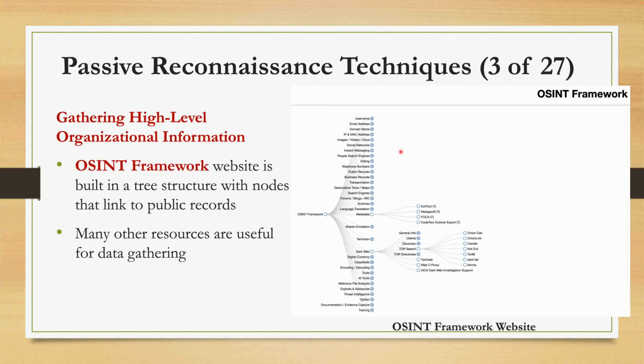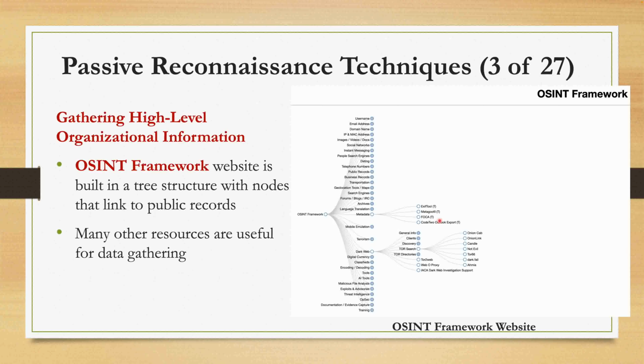Now, another interesting and very important website that you should become familiar with is the OSINT Framework website. It's built on a tree structure, as you can see over here, with nodes that link to public records. Like if you click here, that will take you to, like, ExifTool, which will take you to a public record. OCA will do the same.